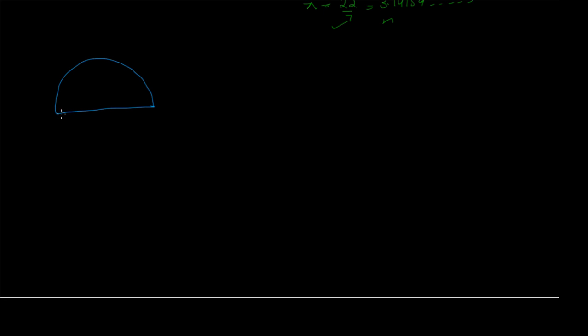and they've said that the diameter of the semicircle is 7 centimeters, right? We need to find the circumference of the semicircle, and we also need to find the area of the semicircle, right? So we need to basically calculate these things. How do we do that?